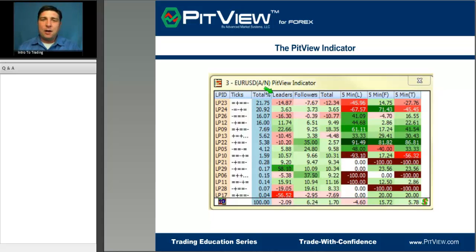Now, right in here, this is what I love. We have leaders, followers, and total. Remember when I said that when a market maker or liquidity provider raises their bid, they're going inside the bid price? That would be leading inside the bid.